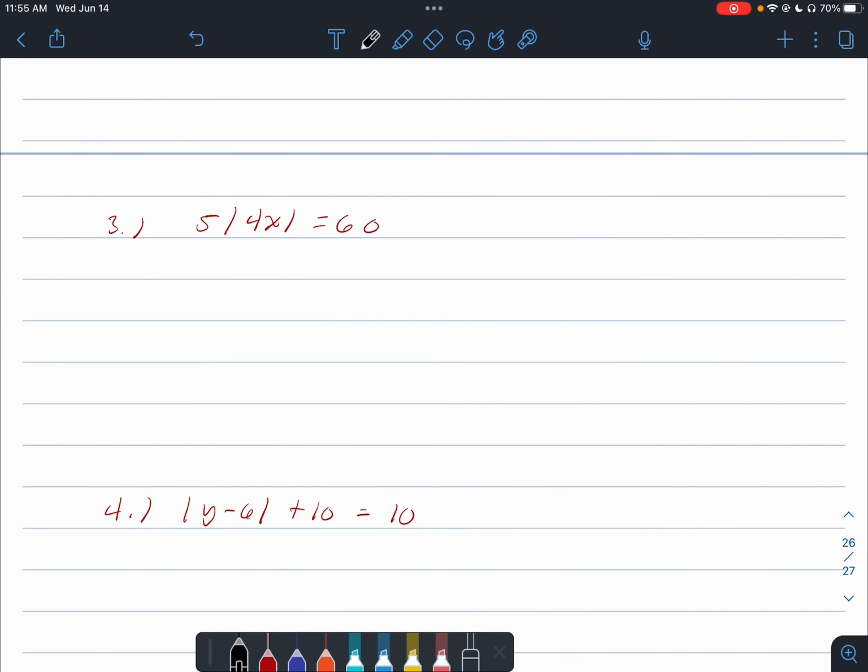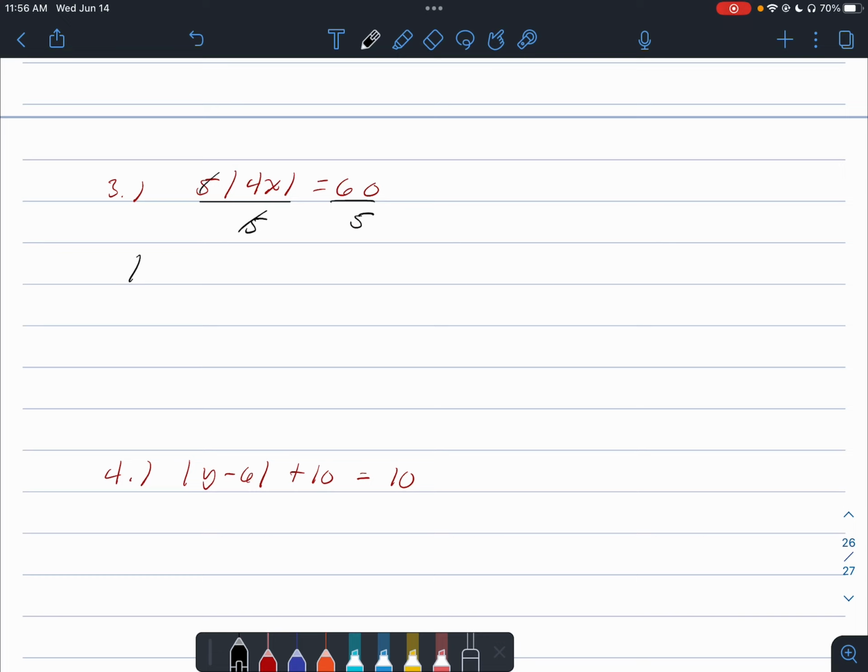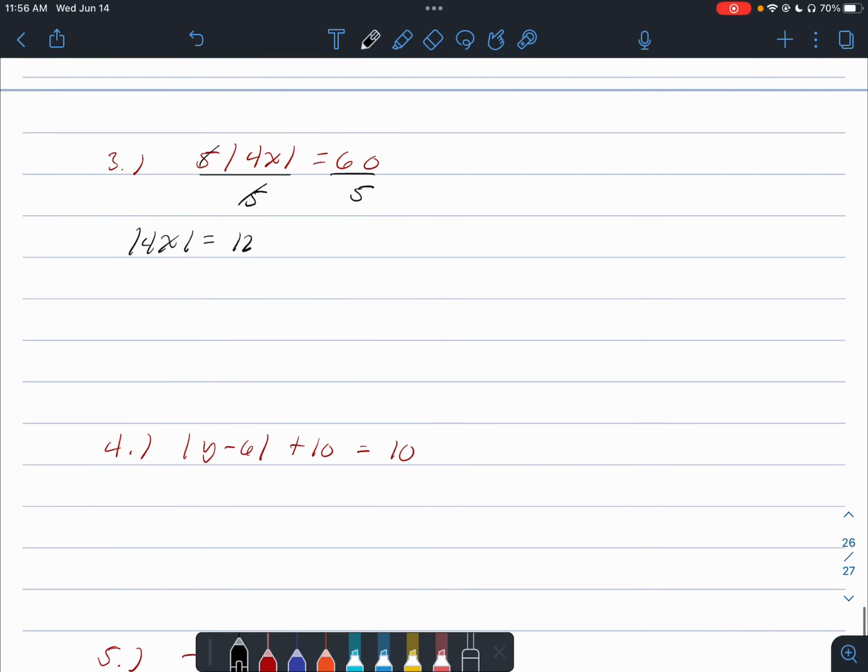Let's take a look at this one. We have 5 times the absolute value of 4x equal to 60. We can manipulate absolute value equations just like any other equation. We can do anything we want to both sides, as long as we do it to the other. So here we can divide both sides by 5, and we'll have that the absolute value of 4x is equal to 60 divided by 5, which is 12. So we have to consider then 4x is equal to 12, or 4x is equal to negative 12.